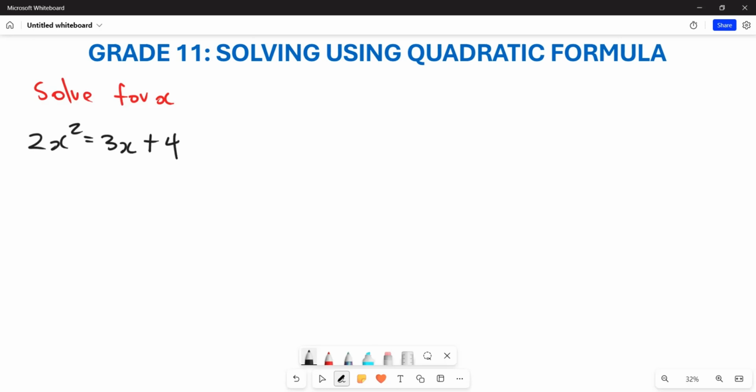Now, what is it that you are going to do here? Remember the first thing you're going to do is write this in standard form, right? And what is standard form? Standard form, basically, is going to be 2x squared, subtract what?